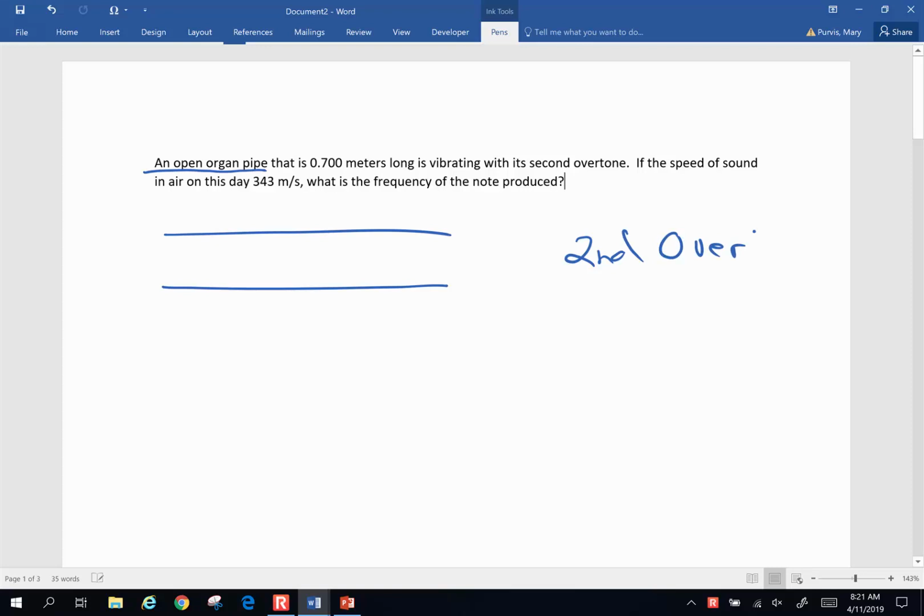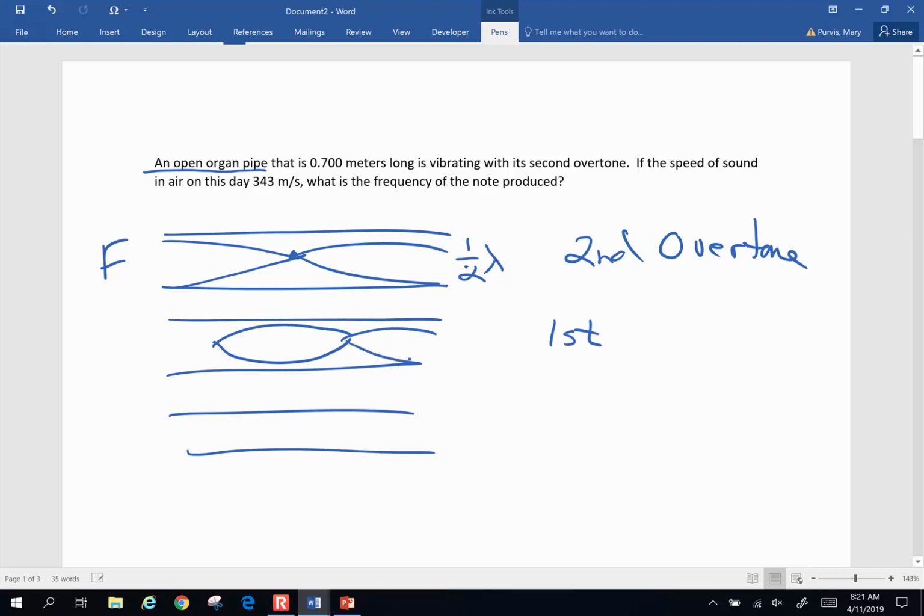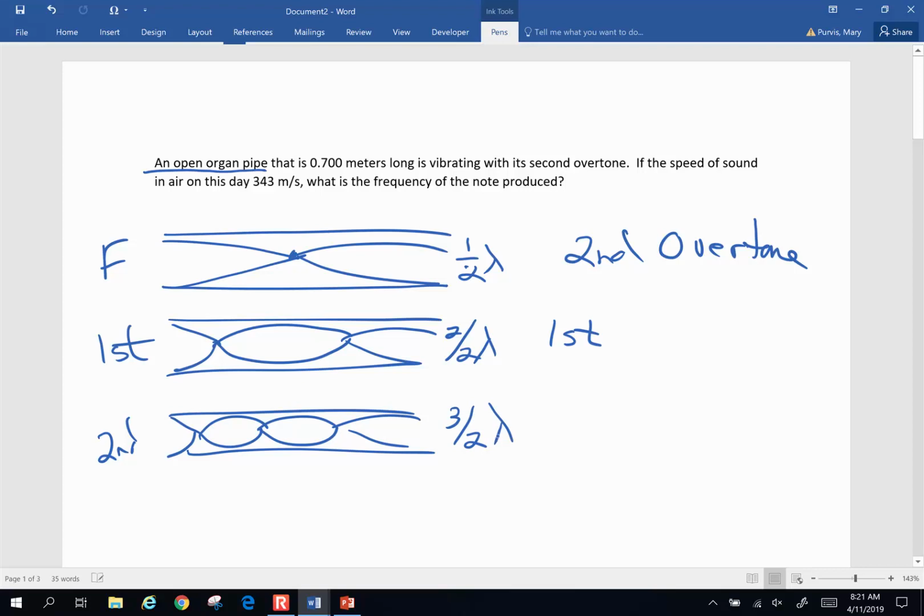Now we've got to go back and look at our open pipes. So let's build this up a little at a time. For our open pipes, the fundamental mode of vibration is going to be half a wavelength, with an antinode at each end. Its first overtone is going to look like this, and that's going to be 2 half wavelengths. And the second overtone is going to look kind of like a bikini top, and that's going to be 3 half wavelengths. Now, why do we need this picture?